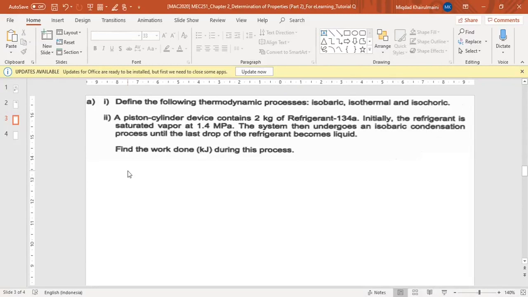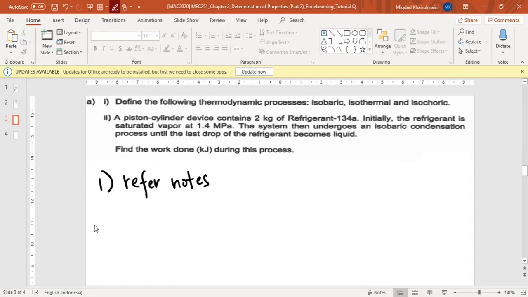So in this video, we will discuss one of the questions for chapter 2 in the tutorial section. This is the A portion of the question, which is divided into two sections. For the first section, the subjective question asks us to define three types of thermodynamic processes. I believe this can be answered by referring to the notes, so please refer to the notes to get the definitions for the three thermodynamic processes.